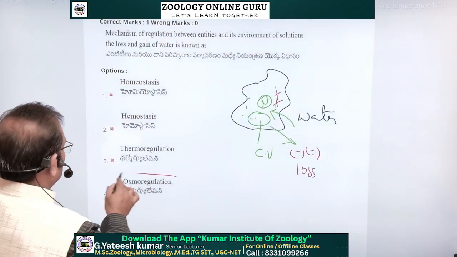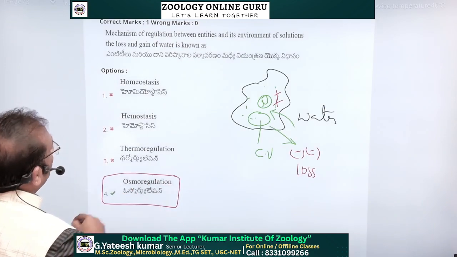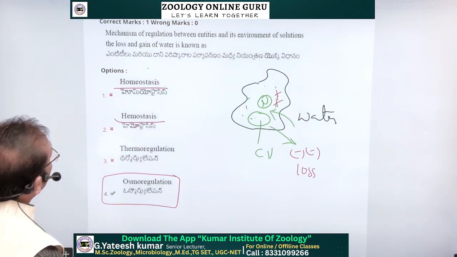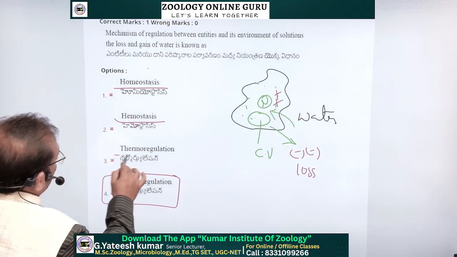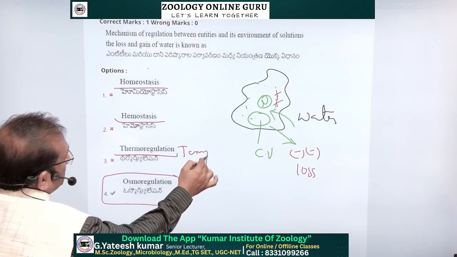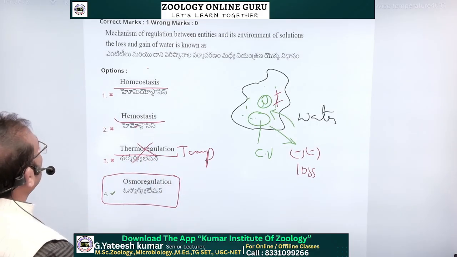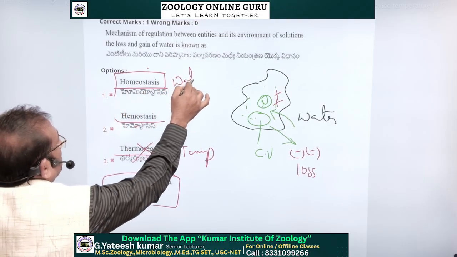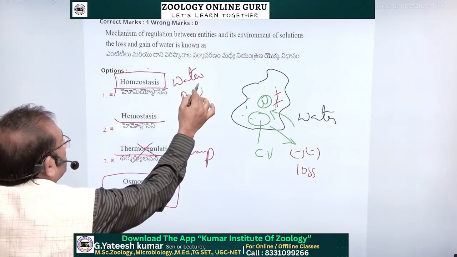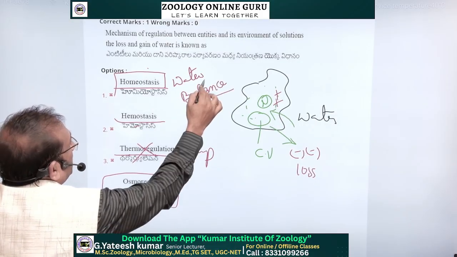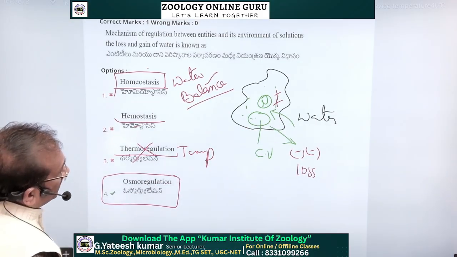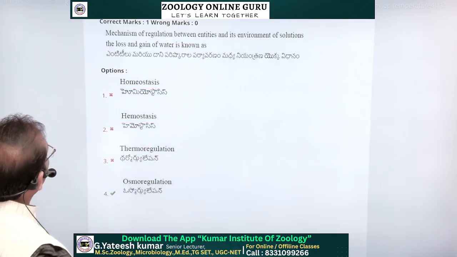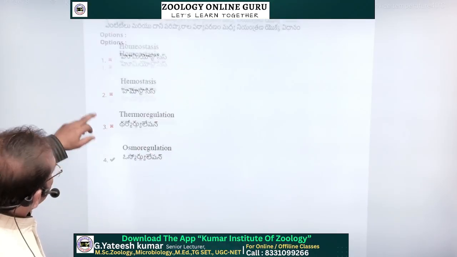What is the meaning of homeostasis? See here, thermoregulation: thermo means temperature, so this is a completely wrong answer. Homeostasis means water balance in the body, and balance is different from the loss and gain of water. So the best option is osmoregulation among the given four options.